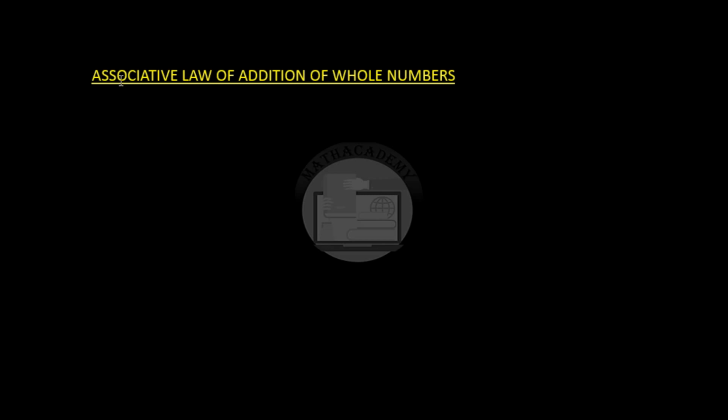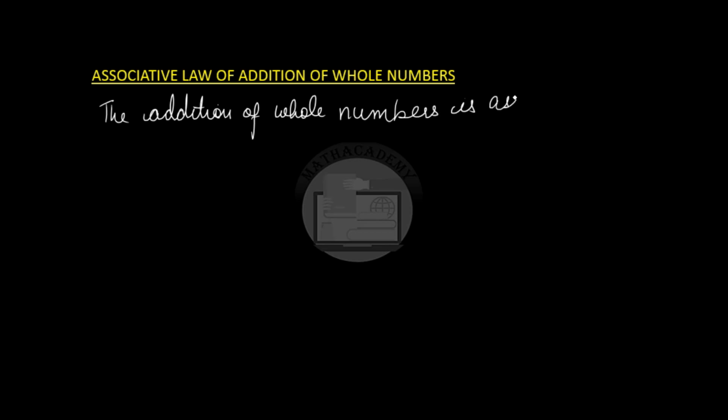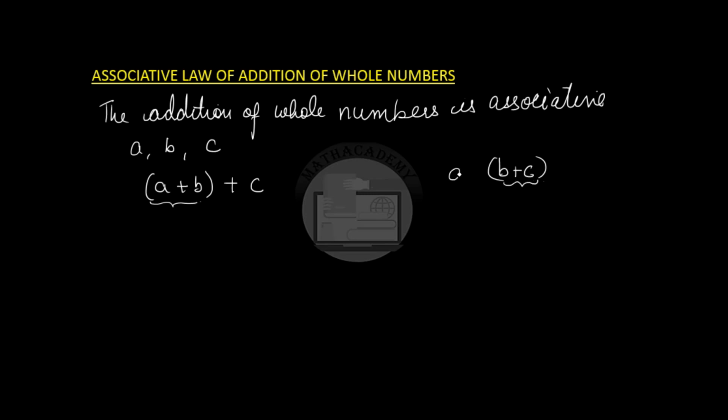The addition of whole numbers is associative, and it means that if you have three whole numbers A, B and C, if you are adding A and B first, and then whatever is the sum of A and B, you are adding it to C. Or you are adding B and C first, and whatever is the sum of B and C, you are adding it to A. Then we see that both the results come same.